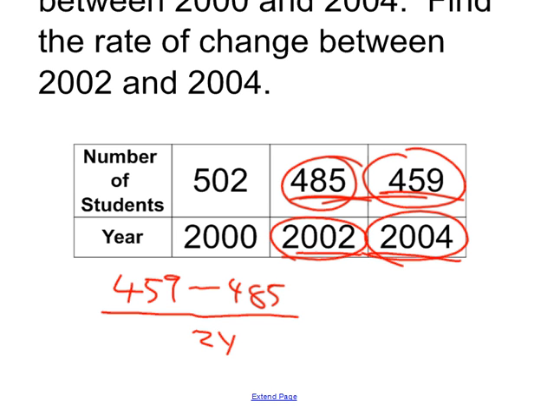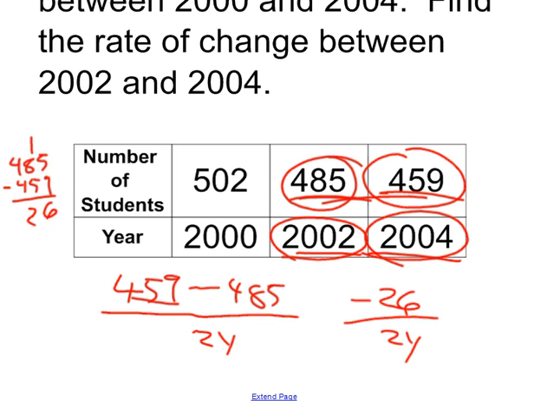So 485 subtracted from 459 shows that it went down. The number of students went down by 26 students. It actually went down by 26 students in 2 years, or that's a negative change of 13 students per year. 13 students per year, and notice the negative, indicating that it's reducing, it's going down.